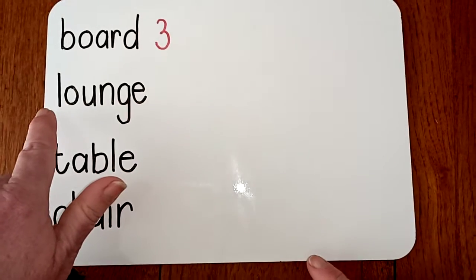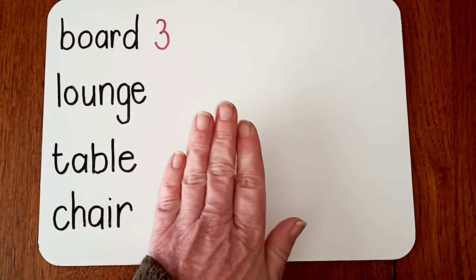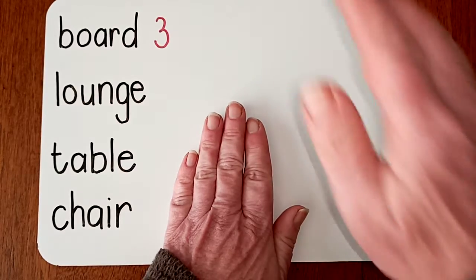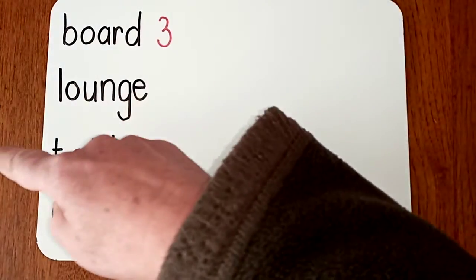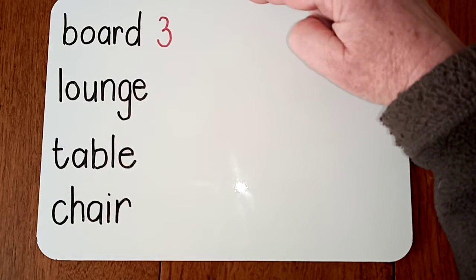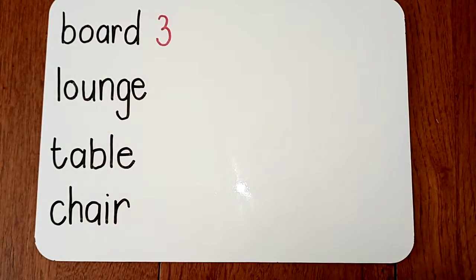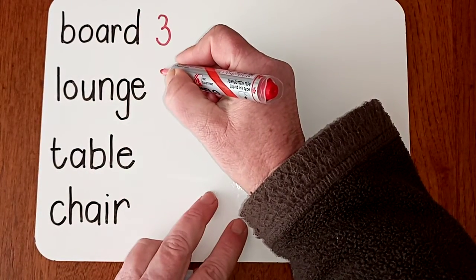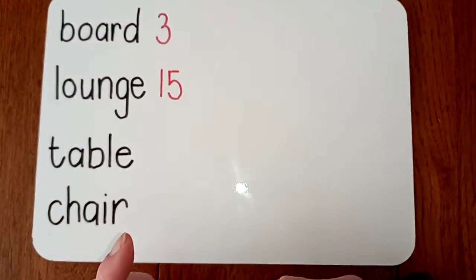Then I asked you to do your lounge in steps or in feet. So some of you might have done your feet like this, where you went your foot, your foot, your foot, going across your lounge. Some of you may have gone across this way. But I went across this way, across my lounge, and I went step by step by step. And my lounge was 15 of my feet. I'm not sure how many yours was.